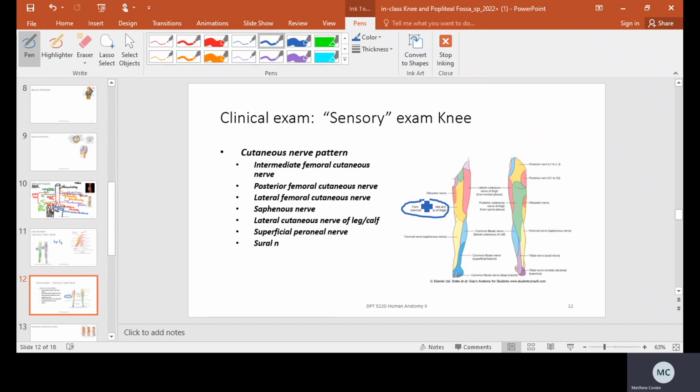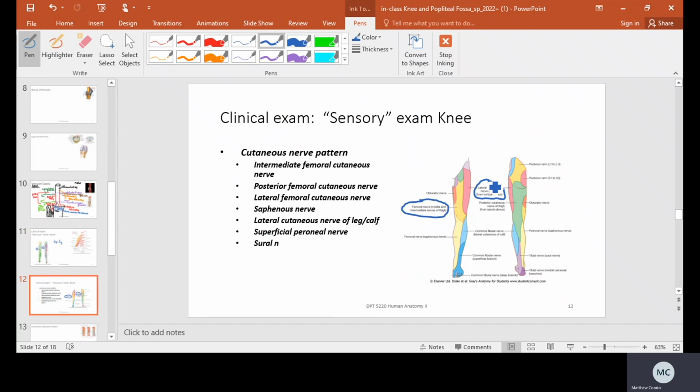The other big one that trips people up is this lateral cutaneous nerve of the thigh, because it kind of hits the anterior portion, but if you look at the posterior picture, it kind of wraps around all the way to that lateral side of the thigh. It is what it says.